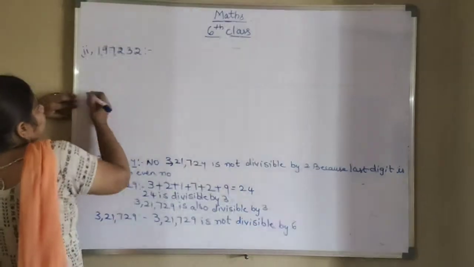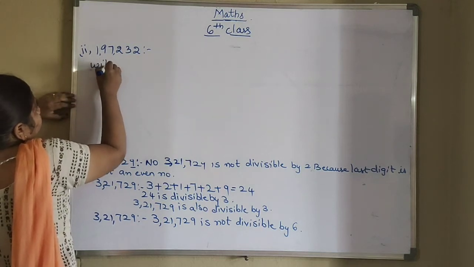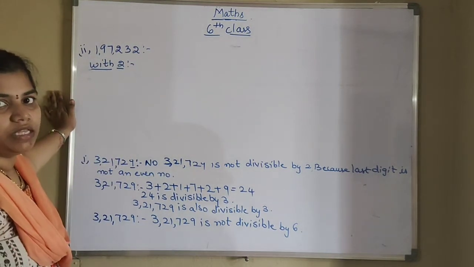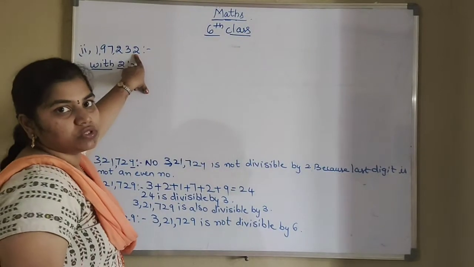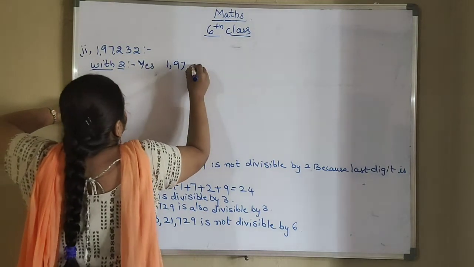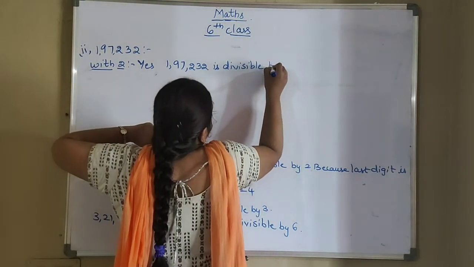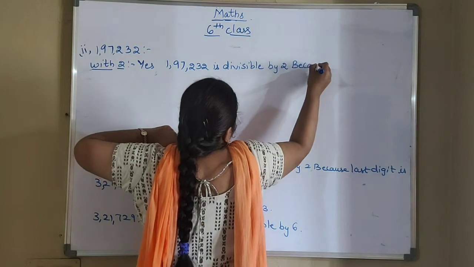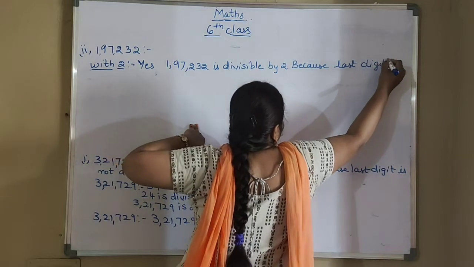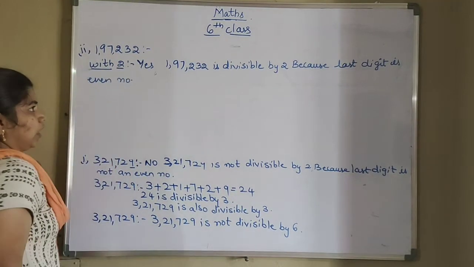With 2 I am checking. So what is the divisibility rule of 2? The last number should be an even digit. Here what is the last number? 2. So it is divisible. So yes, 1,97,232 is divisible by 2 because the last digit is an even number.